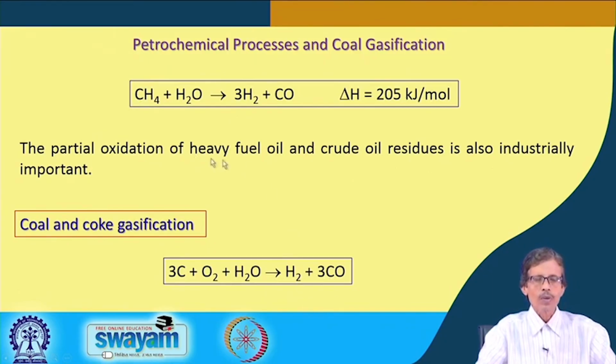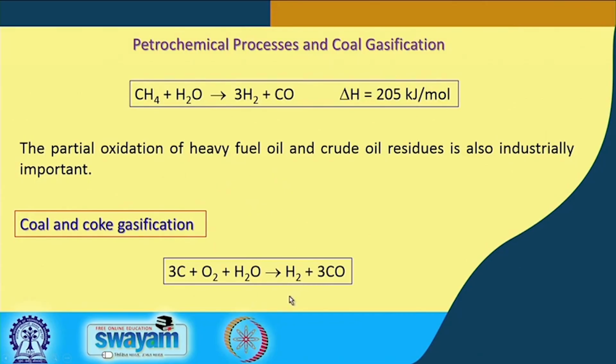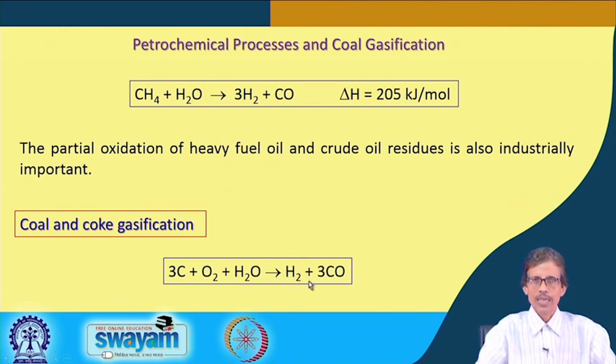Then there is the oxidation of heavy fuel oil, because we can have the corresponding other hydrocarbon, which is a CnH2n+2 type hydrocarbon, and that hydrocarbon can be oxidized to get different numbers of hydrogen as well as carbon monoxide. So, this coal gasification process also gives us some idea of how we can utilize fossil fuels, the crude oil residues and all these things for the production of hydrogen.